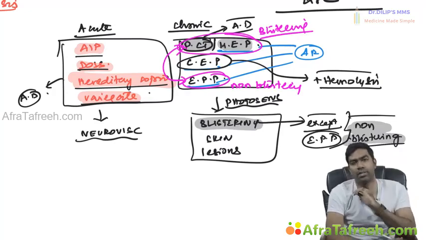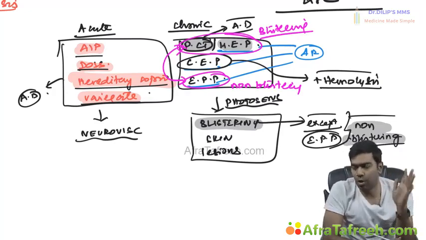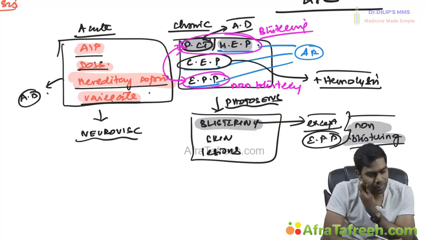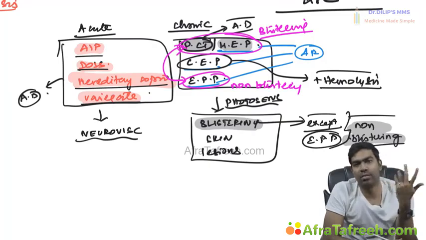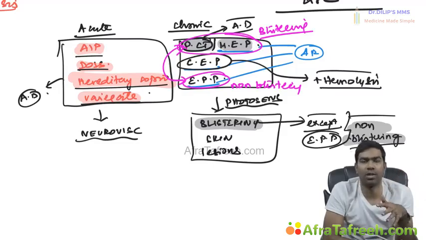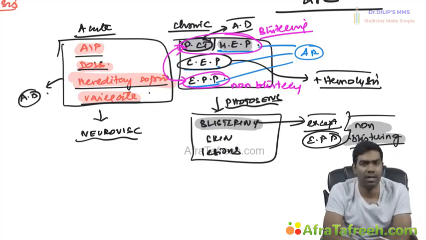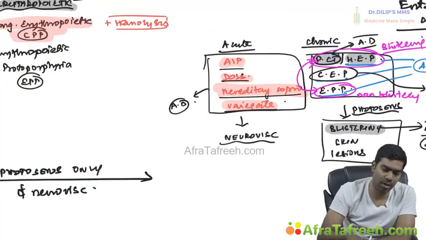Erythropoietic protoporphyria is non-blistering. So now you know very well what is hepatic, what is erythropoietic, what do you mean by acute, what do you mean by chronic, what are the phases of acute, what are the phases of chronic, what are the autosomal dominant porphyrias and what are the autosomal recessive porphyrias, and what is X-linked sideroblastic anemia. All these things we are very, very thorough with right now.